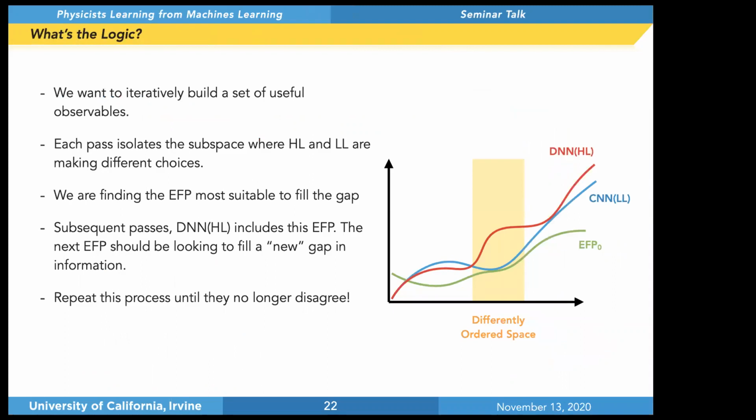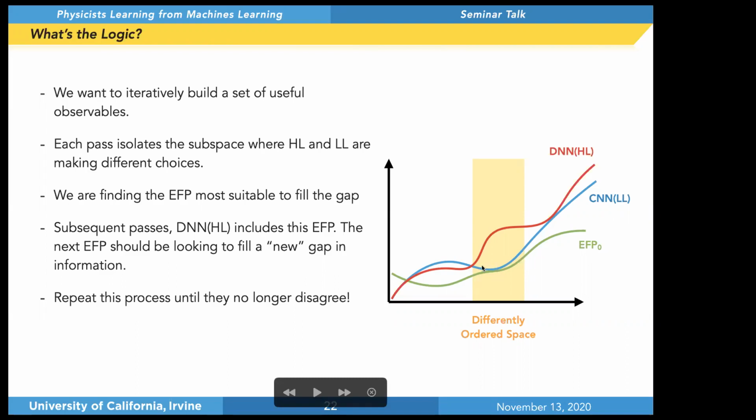So in terms of the logic, I think I've explained it in the previous slide, but this is a cartoon example of what we're trying to accomplish. So you start off with this high level and low level space where you're making a lot of the same choices, say in this upper space or lower space, but there's this differently ordered subset where the high level and the low level, so the blue and the red, make very different decisions about what to do with these signal background pairs. And so what you do is you isolate those signal background pairs in this differently ordered subspace, and then you find just what is the EFP, this green line, that is very similar to the low level.